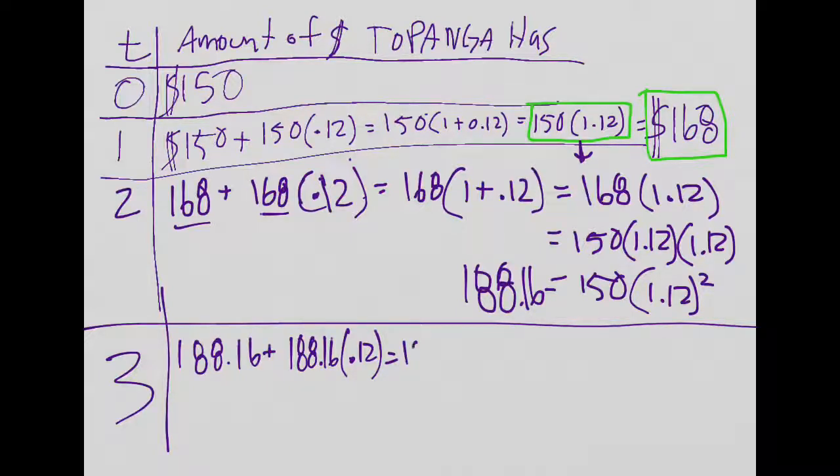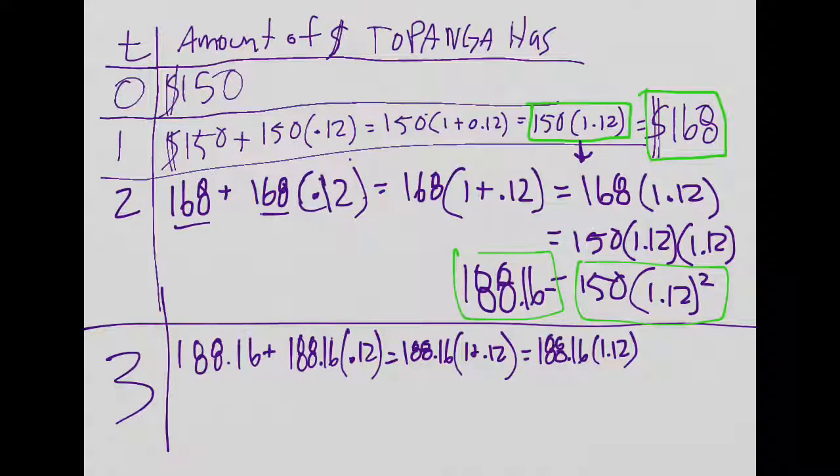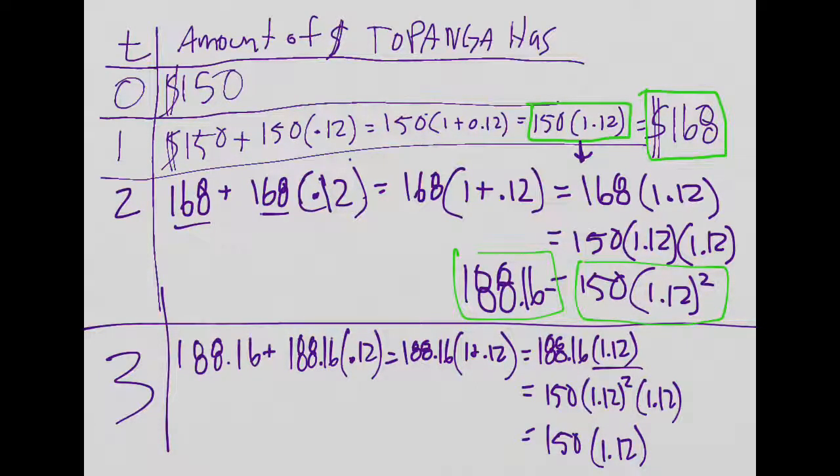Messed that up. I meant to write 188.16 times, factoring it out, 1 plus 0.12, which is again 188.16 times 1.12, and now I'm going to use that same little rewriting trick as last time. I know that 188.16 is the same as 150 times 1.12 to the power of 2. So I'm going to write this as 150 times 1.12 to the power of 2, but then I still have that 1.12 being multiplied right there. So this will simplify to 150 times 1.12 to the power of not 2, but 3.